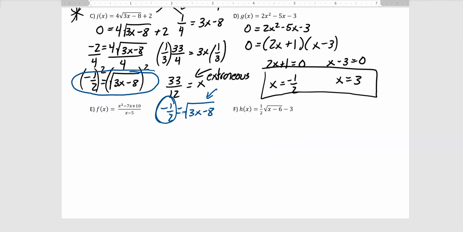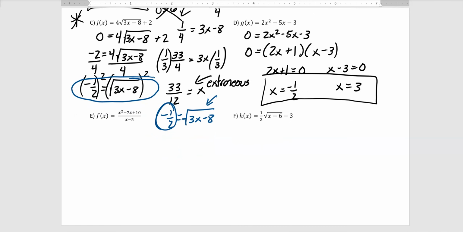All right, letter F. X squared minus 7x plus 10 over x minus 5. We'll set this equal to 0. Over x minus 5, we're going to multiply both sides by x minus 5. When I multiply x minus 5 times 0, I'm left with just 0. But on the right side, those will divide out. So I'll have 0 equals x squared minus 7x plus 10.